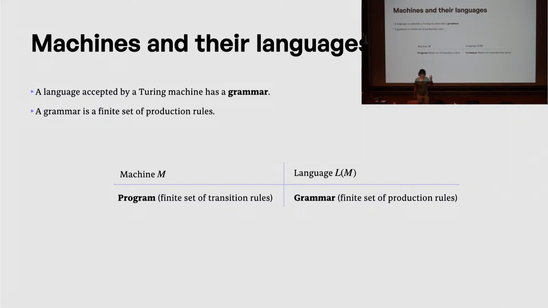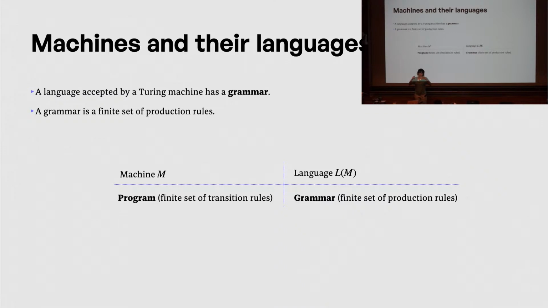So what characterizes a machine? A program. And what was a program? Remember, it was a finite set of transition rules that accepts a language. And this language, if it is accepted by a Turing machine, has a grammar. And what is a grammar? It's a finite set of production rules.